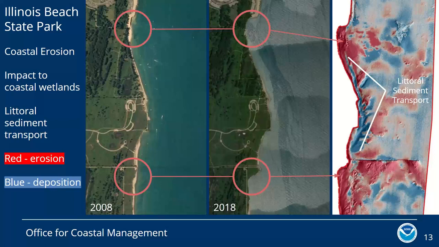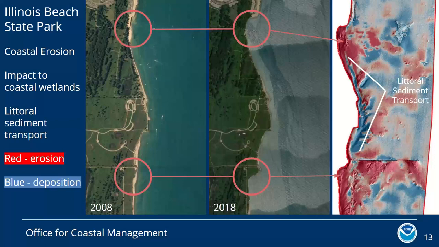I mentioned our shorelines have been changing quite a bit. This is an example from Illinois Beach State Park between 2008 and 2018. So again, only 10 years of time difference here. What you can definitely and clearly see is some of the erosion that's occurring. The two spots here highlight that change between 2008 and 2018.